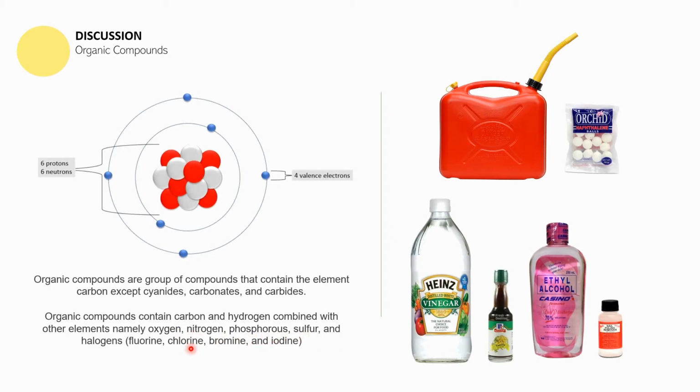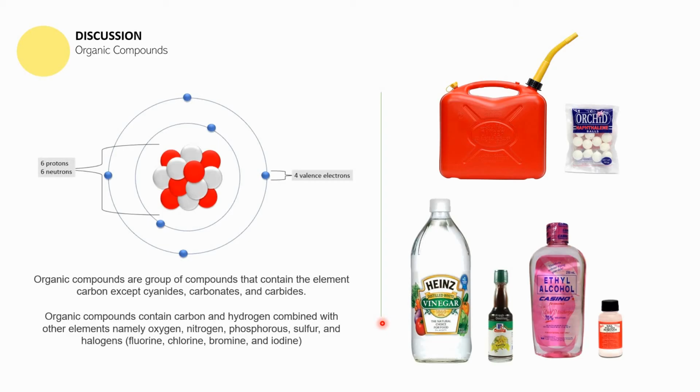And so organic compounds contain carbon and hydrogen combined with other elements such as oxygen, nitrogen, phosphorus, sulfur, and halogens, such as fluorine, chlorine, bromine, and iodine. So organic compounds, as we know them, they can be alkanes, alkenes, or alkynes. And their identity depends on what kind of bonds are present. So when it comes to single bonds, you call that alkane.